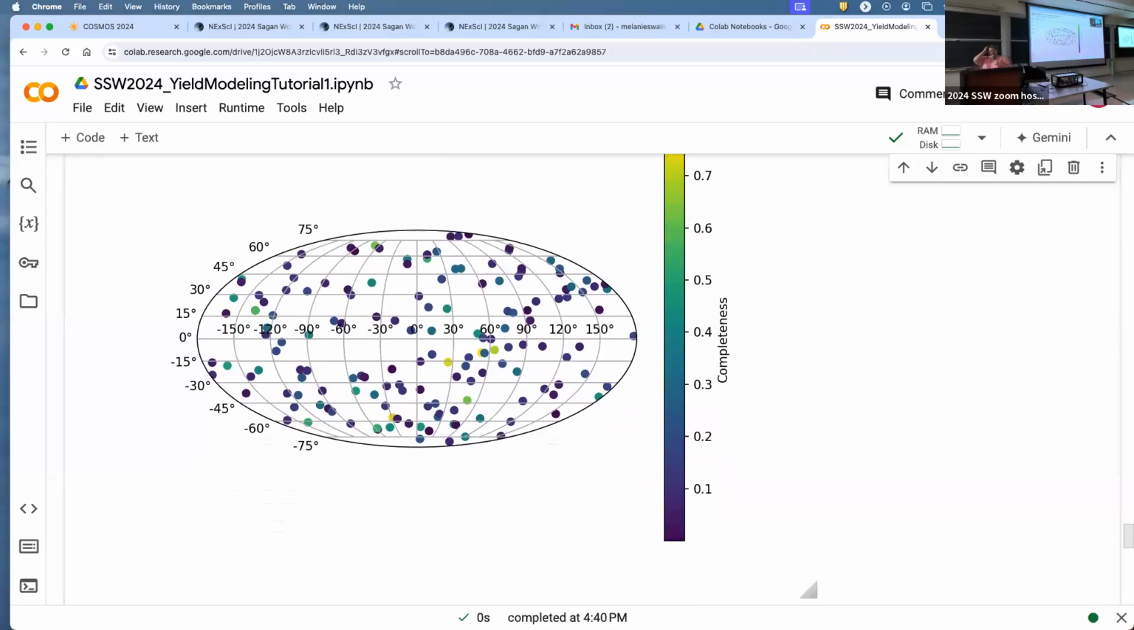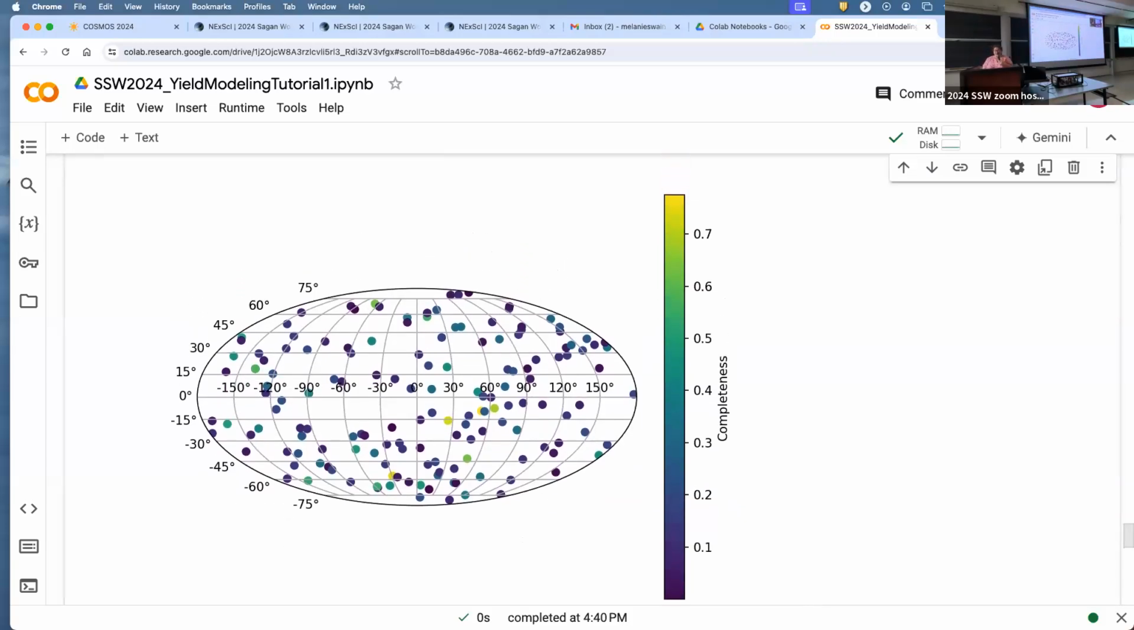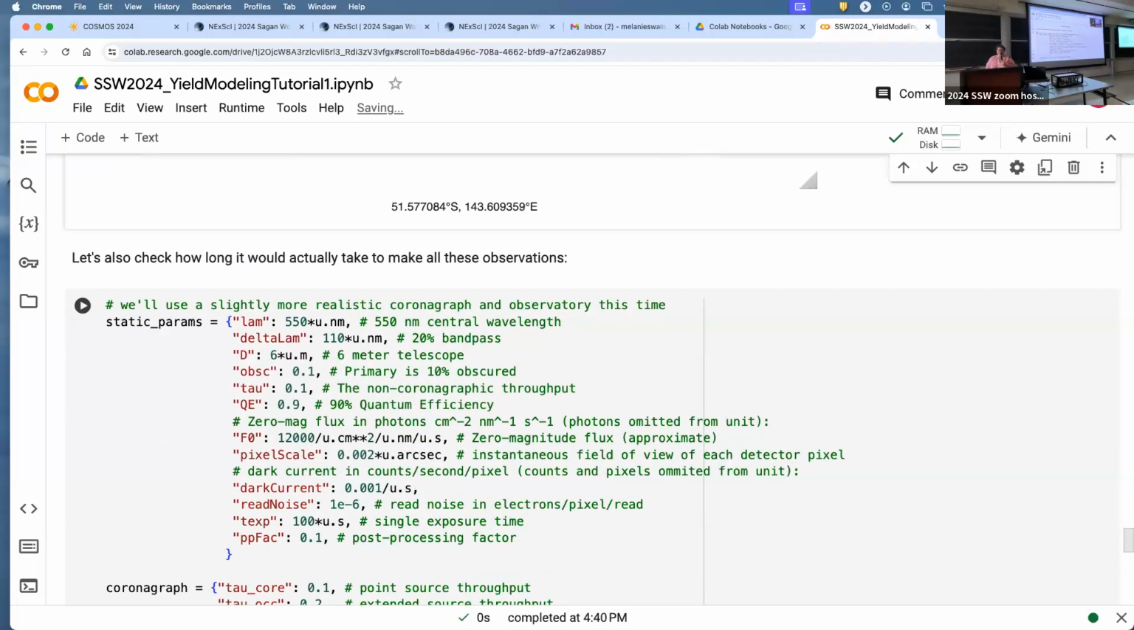And so we can look at it on the sky like this, colored by the completeness. So we see that we have only a few of these yellow high completeness stars, and then we've got a bunch of these mid-range completeness stars, and then a bunch of low completeness stars.